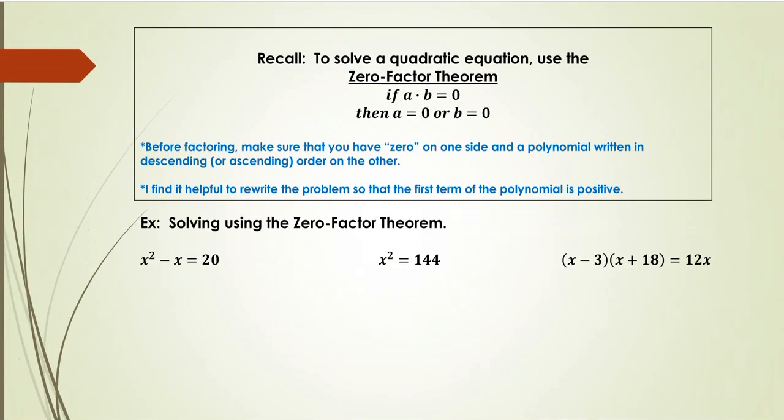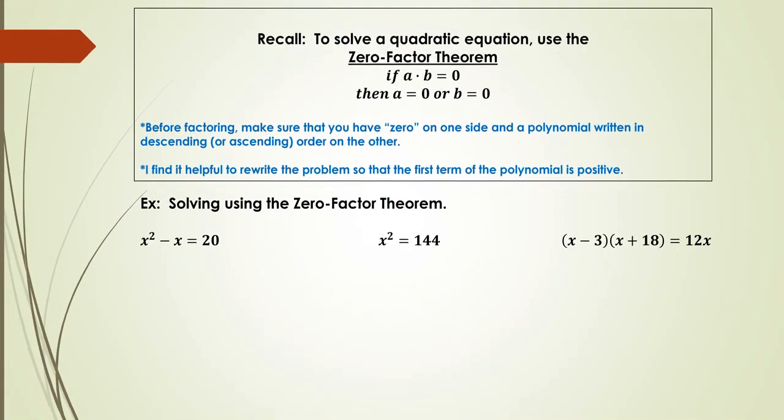Recall that when we are asked to solve a quadratic equation, one way to do this is to use the zero factor theorem, which requires us to have zero on one side and then factors on the other. And then we can make smaller equations by setting each factor equal to zero and then solving for the variable.